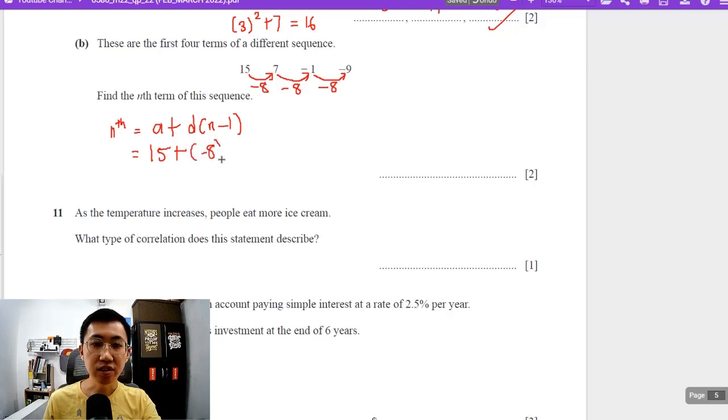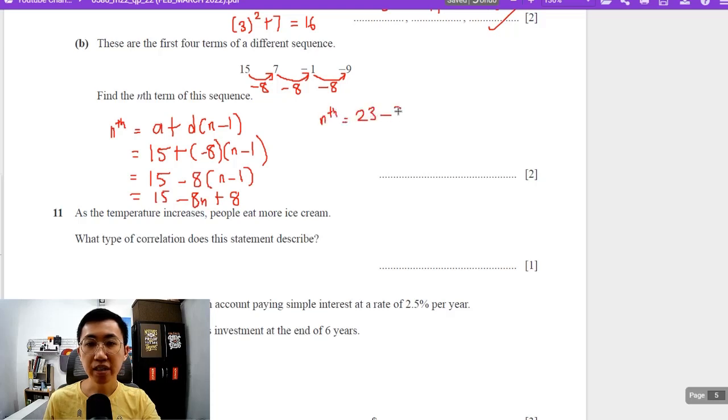The difference, n minus 1, you are going to copy back. Okay, now I have to expand this. So let me simplify first for you to see. Okay, now expand this. So 15 minus 8n. Negative, negative become positive here. So that is going to be plus 8. Okay, so here you can simplify. Continue to write your n term is 23 minus 8n.